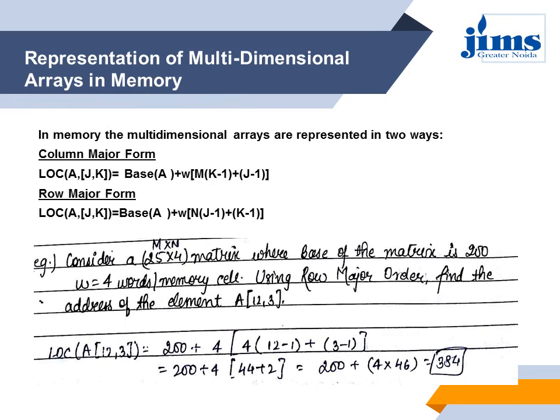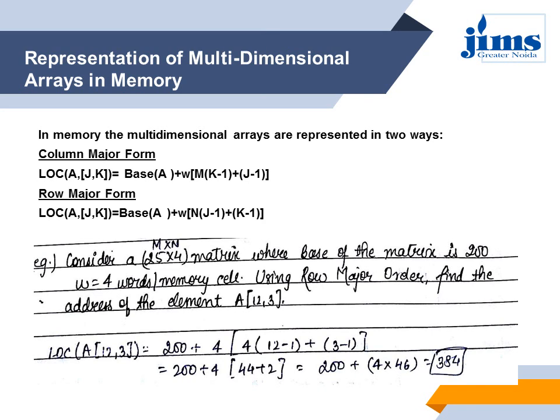In a multidimensional array, if they are represented in memory, you need to find the location of any element using the column major form or the row major form. There are certain formulas given to you. Using these formulas, you can calculate the position of any element in the memory.